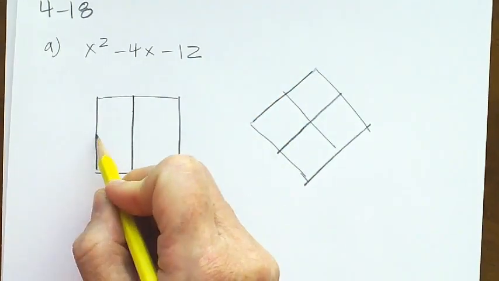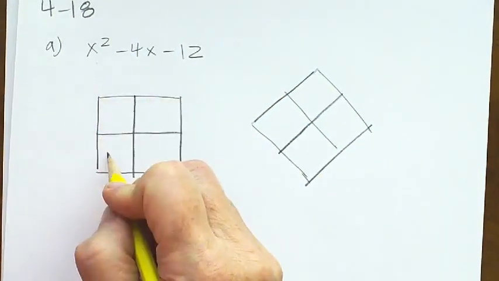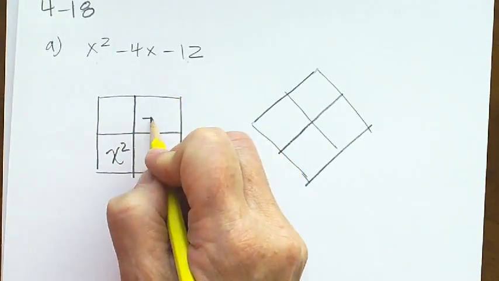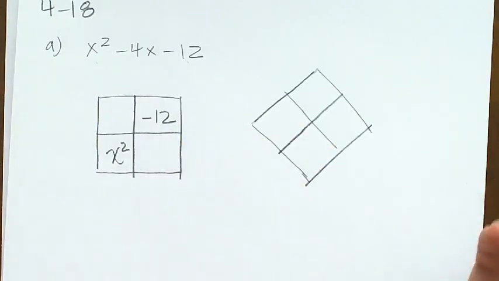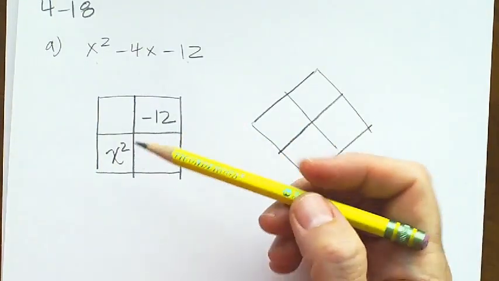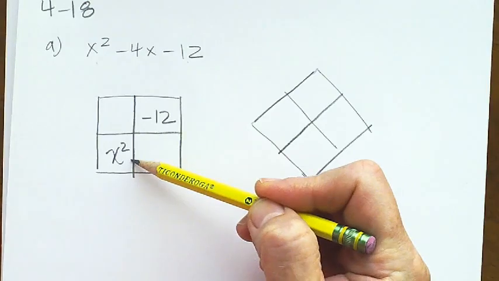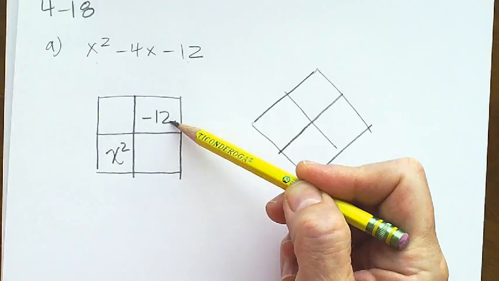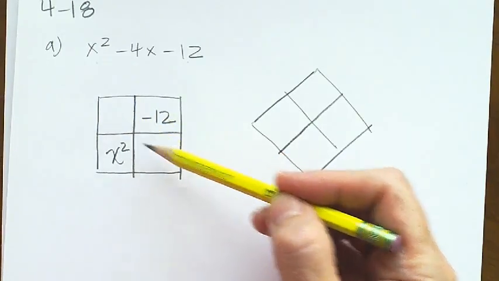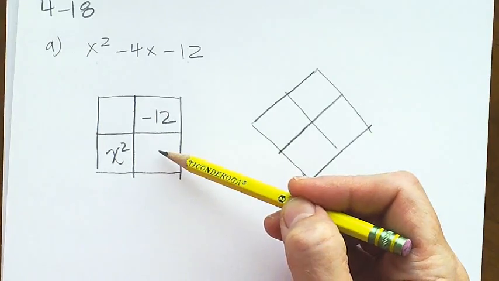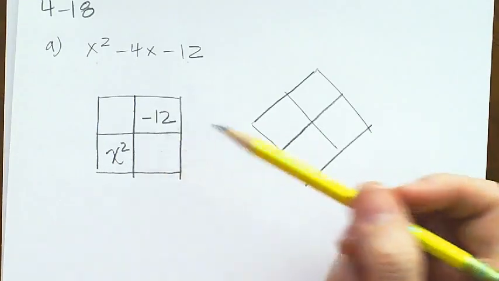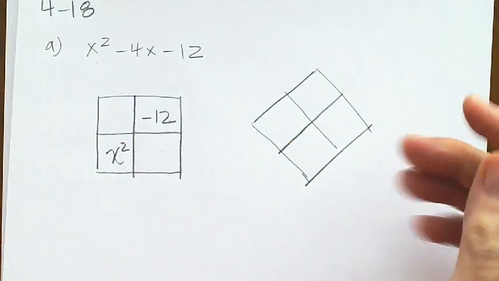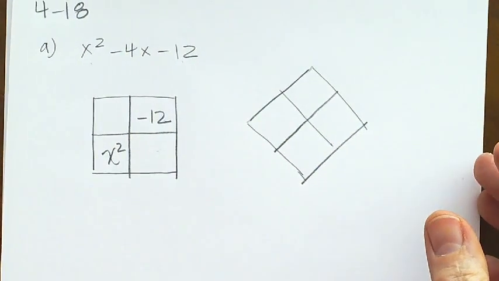And remember, you're going to put the x squared term in the bottom left corner. You're going to put the constant in the top right corner. If you were building this with tiles and you had to make a rectangle, you would start by putting an x squared tile here and then 12 red unit tiles right here, and then you'd have to figure out, how do I split up the 4 x tiles? That's going to be your goal, is to figure out how to split those up.